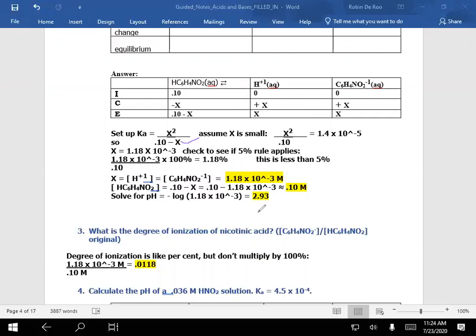You might also be asked to calculate a degree of ionization. A degree of ionization is like percent, but just don't multiply by 100%. So you take the X, put it over the molarity, and then you get the value. So it's set up similar to how you would calculate percent, but remember, do not multiply by 100%.